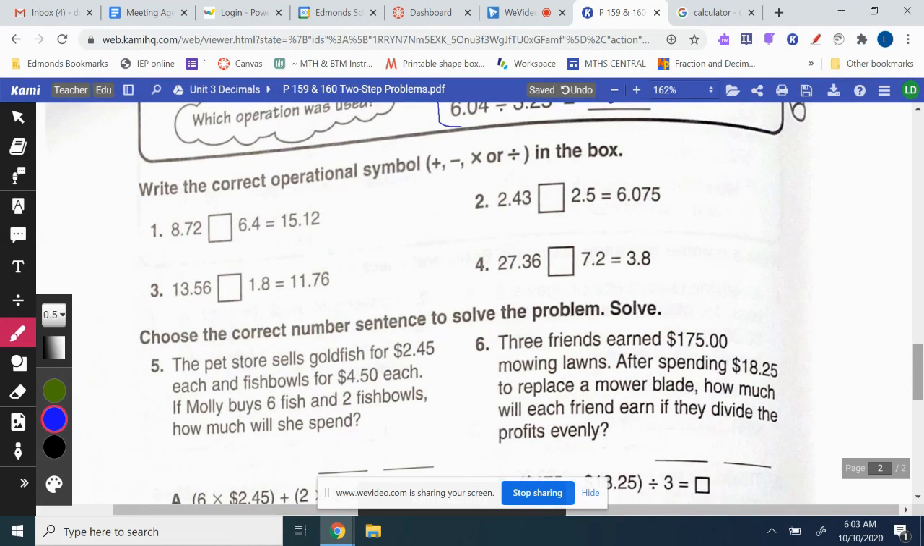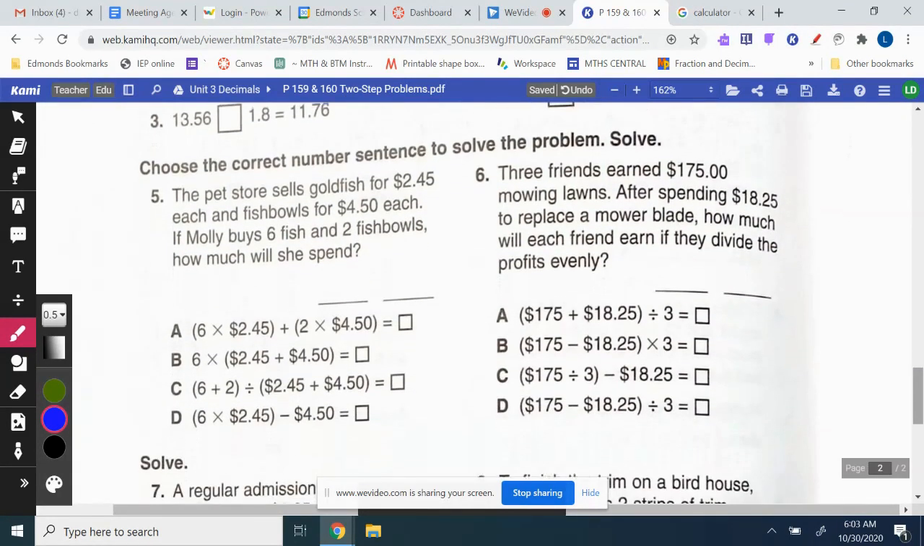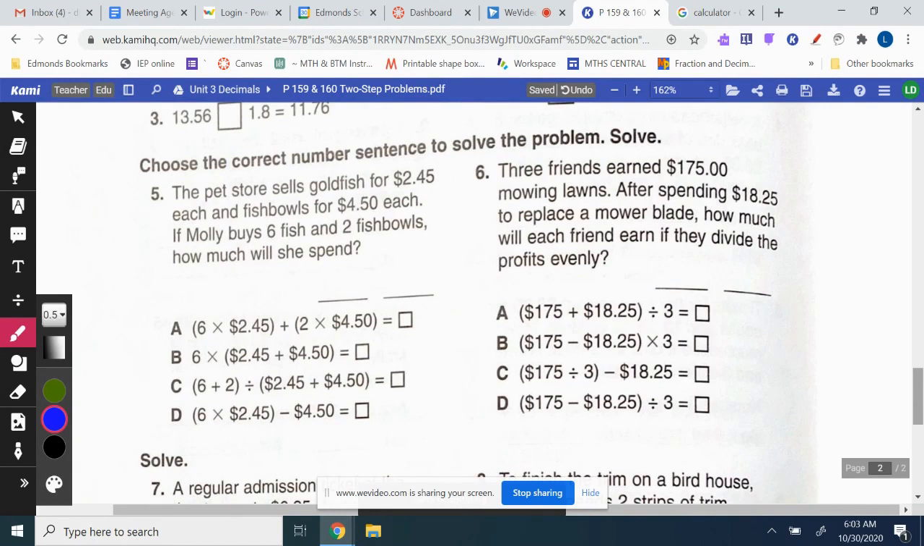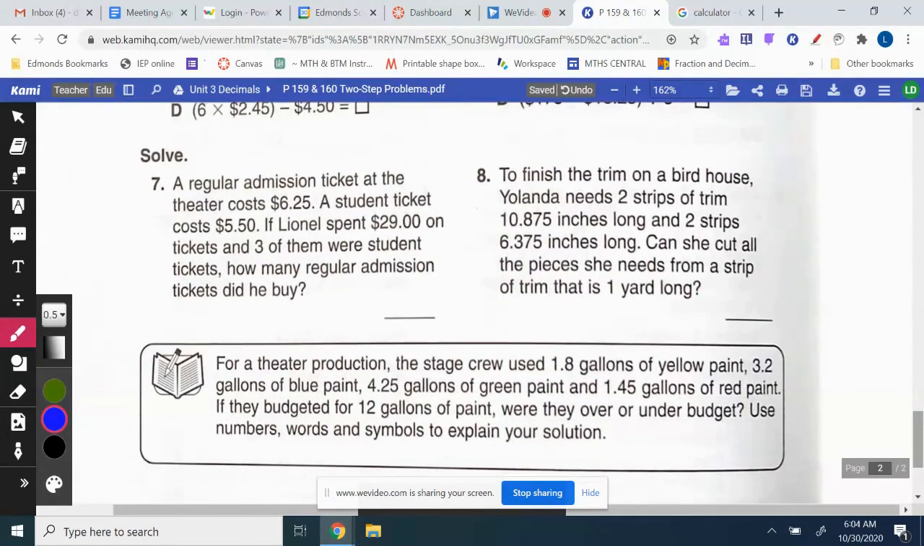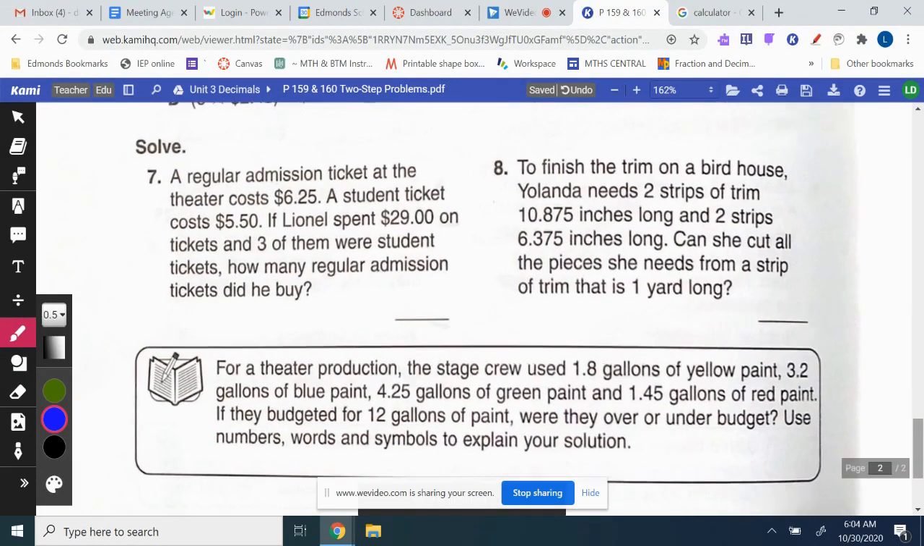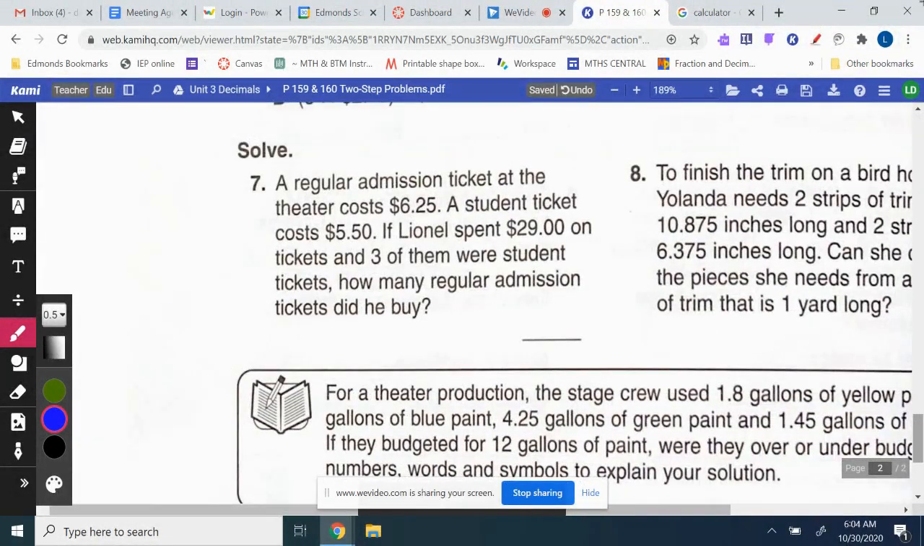But what I really want to help you to get to, I think 5 and 6 are two problems I'm going to leave you to do on your own after we show you how to do number 7 and 8, or at least 7. A regular admission ticket to the theater costs this much. A student ticket costs this much. He spent $29 on the tickets. 3 were students. How many were regular?